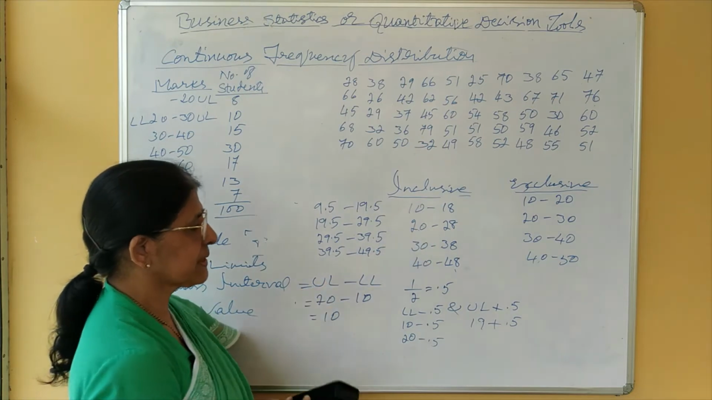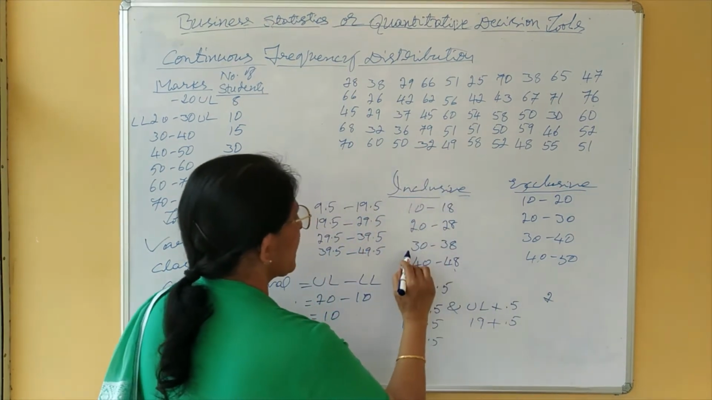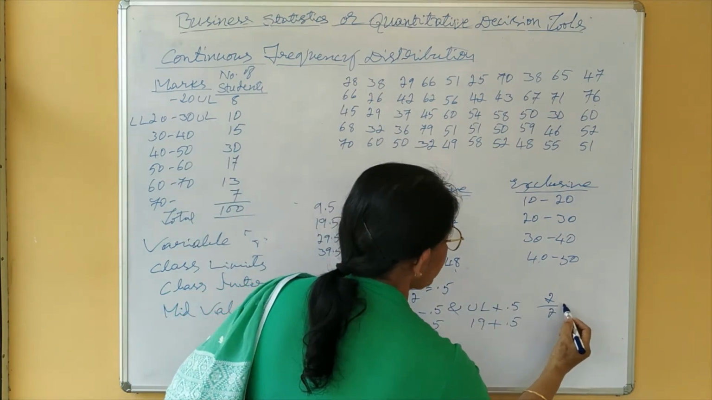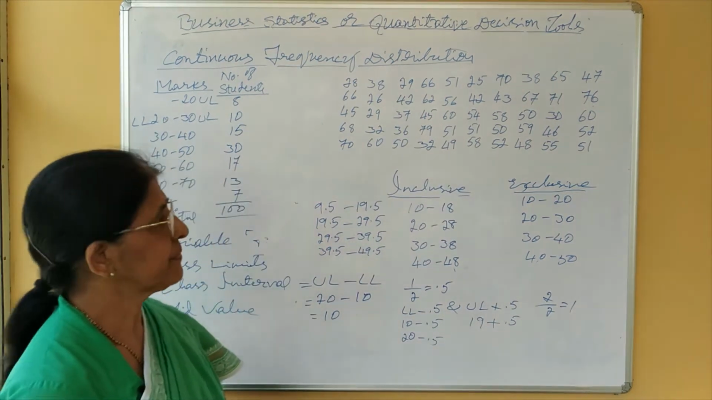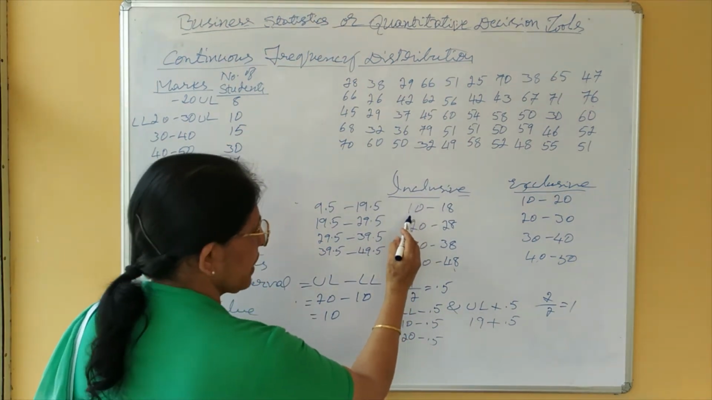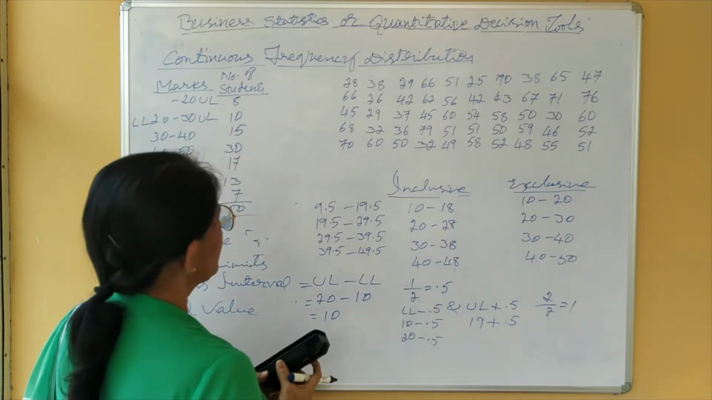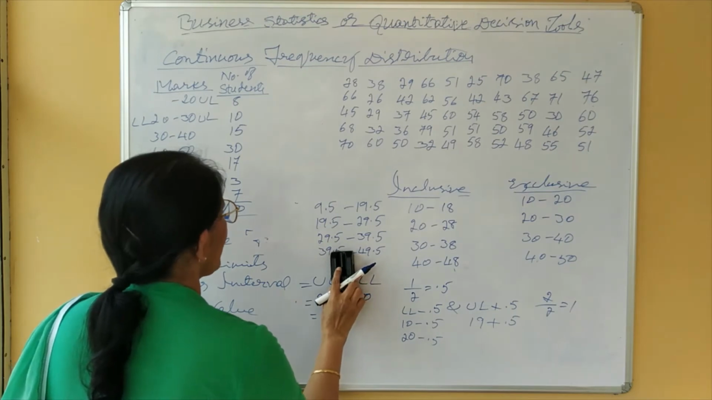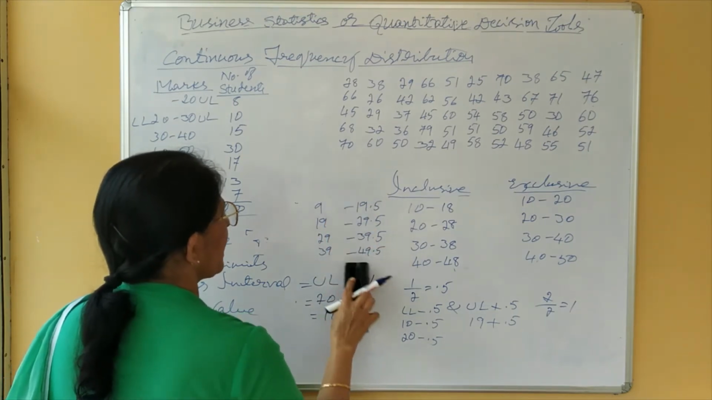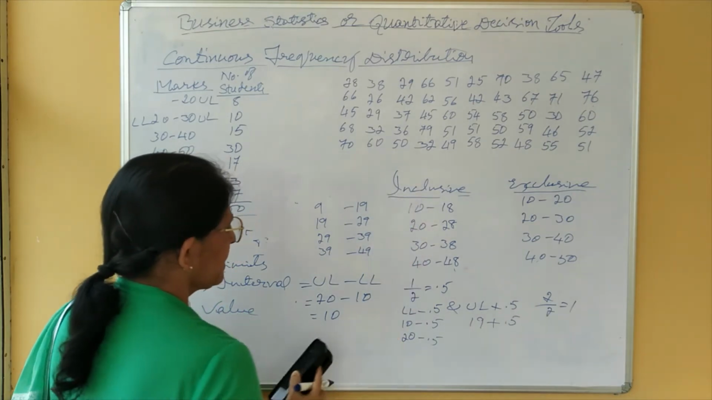18 to 20. Here the jump is how much? 2. Isn't it? 28 to 30, 38 to 40. Okay, jump is 2. Half of jump is how much? 1. Isn't it? Now, subtract 1 from the lower limit, add 1 to upper limit. Then what happens? If you subtract 1 from lower limit, then 10 minus 1.